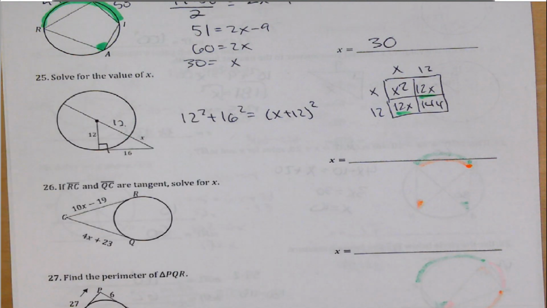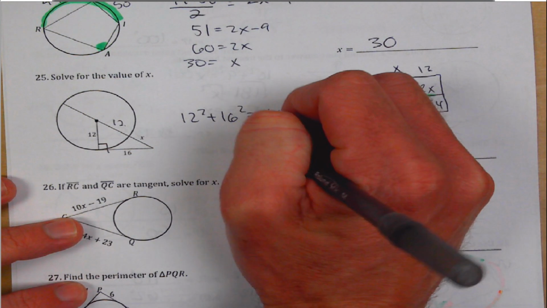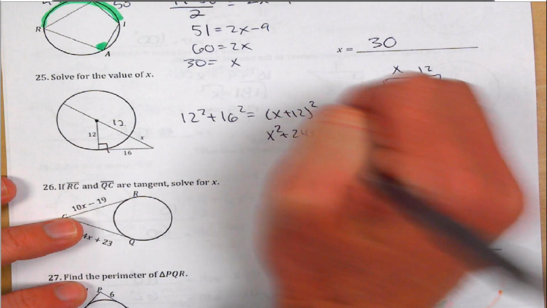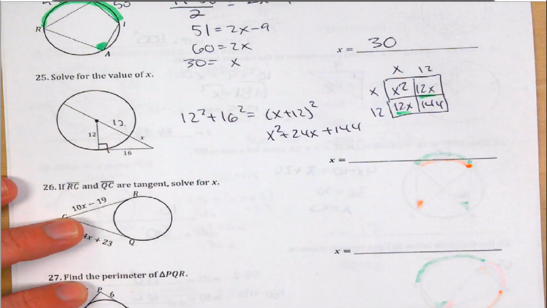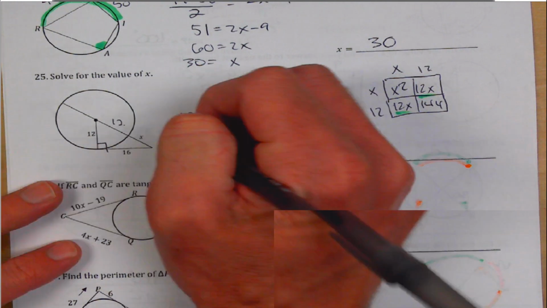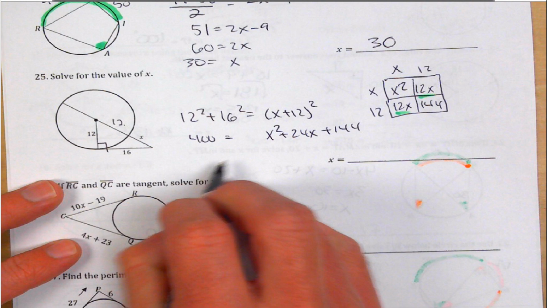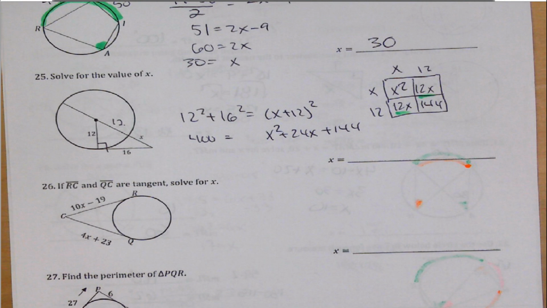So we get x squared plus 24x plus 144. This is going to be 144, or let's just plug in my calculator. 12 squared plus 16 squared is 400. And so equals that. Now, this one's a little bit trickier than the other ones we've done because the x squared is not going to cancel, so I'm going to have to factor.